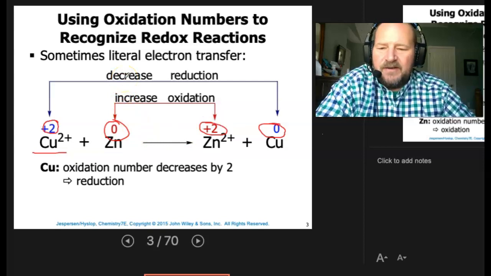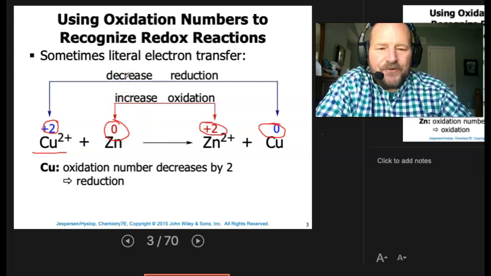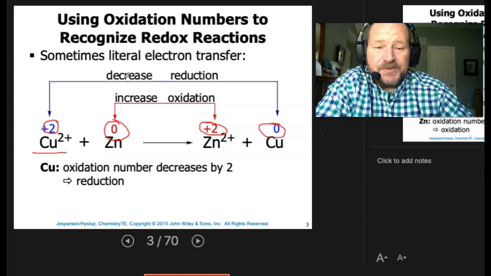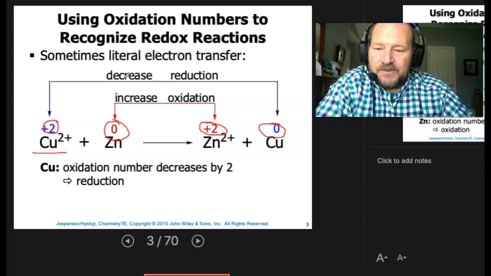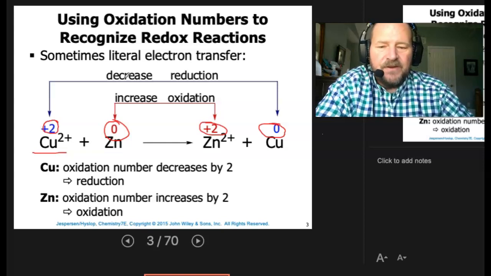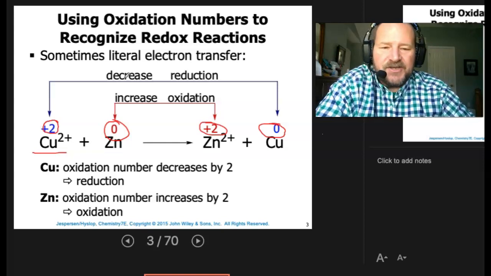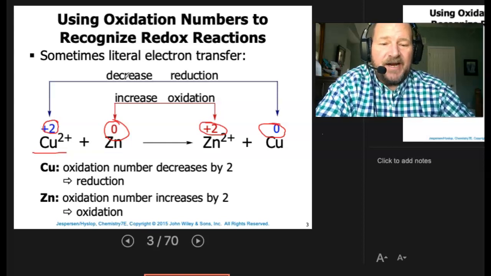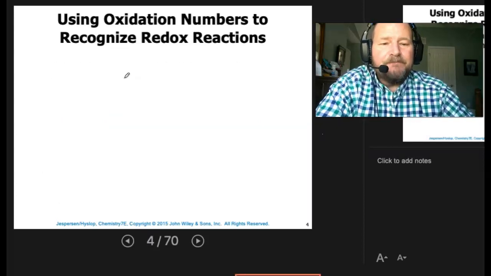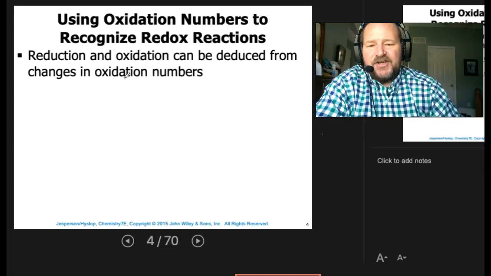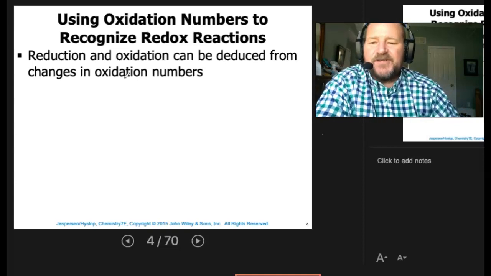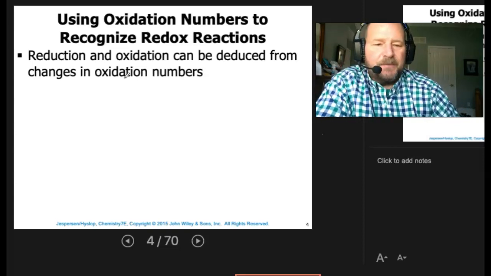So copper, the oxidation number decreased by 2. That's going to be reduction. It was reduced from +2 to 0. The zinc, the oxidation number went up, and so we call that oxidation. Right? So reduction and oxidation can be deduced from changes in the oxidation numbers.